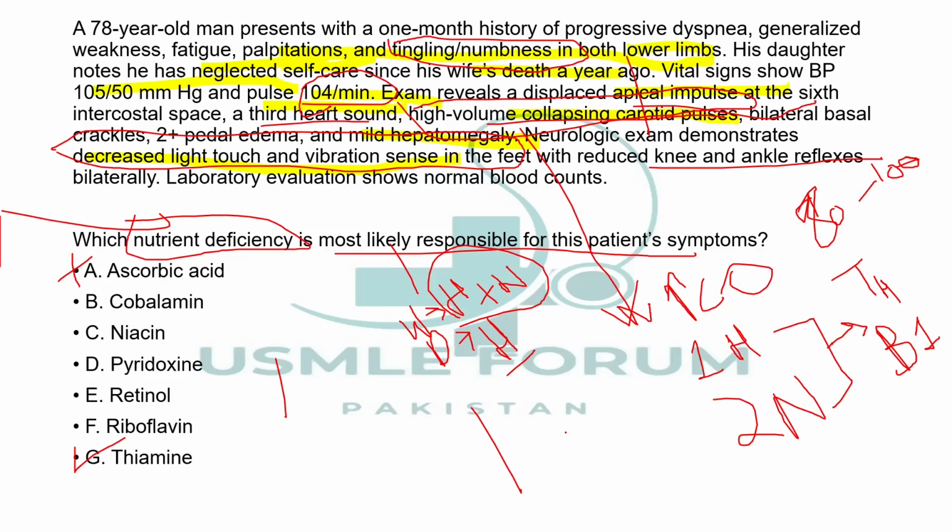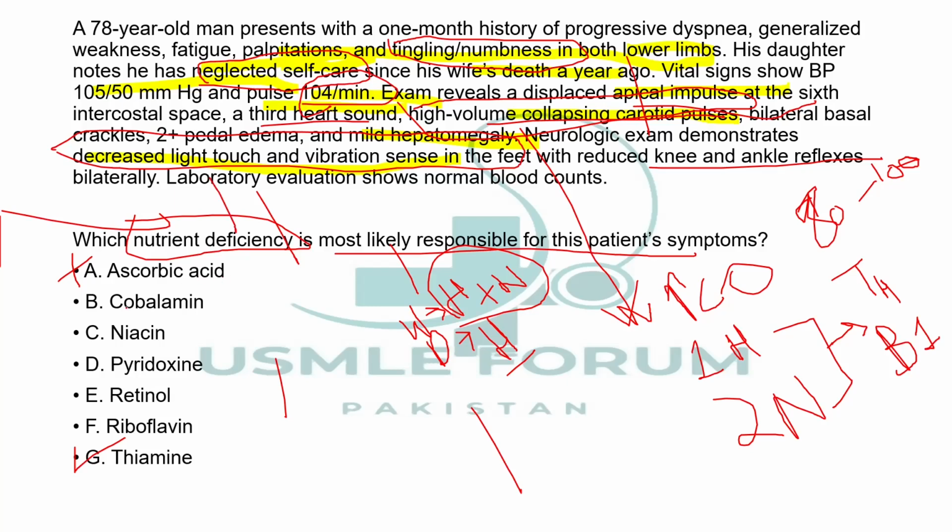Thiamine deficiency can be found in alcoholics or people that are malnourished. That is why this clue is given that he has neglected self-care, which means he might not have adequate nourishment. So you have to keep these things in mind. This is the pathophysiology of it.